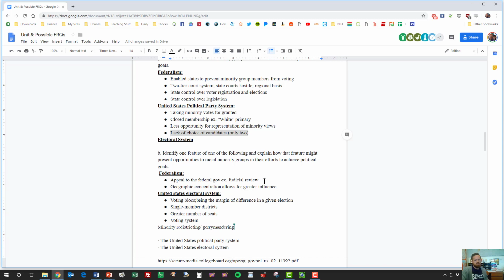Same thing, so we left out the party system. Okay. I see. So you just have to pick one of these. Federalism. The idea, you guys went with someone could file a lawsuit and it could get to the Supreme Court. That's fine.